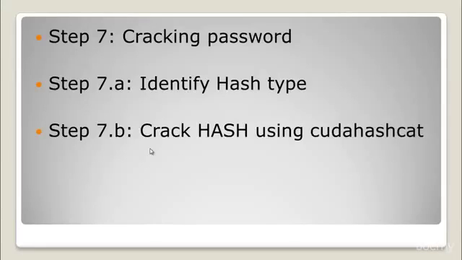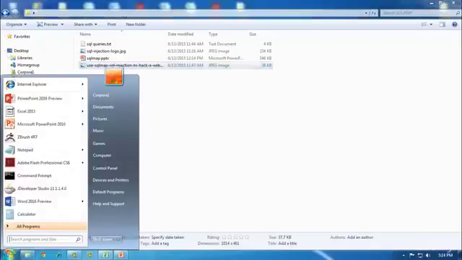So first of all, I need to know which code to use for the DES hashes. So let's check that. In order for us to do that, we need to type cudahashcat --help, and I'll just type it out and show you.